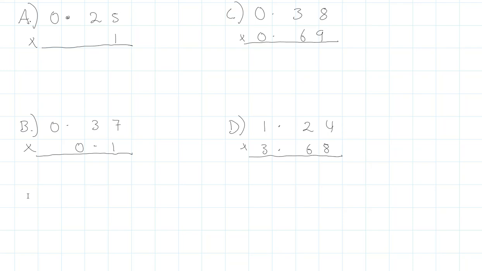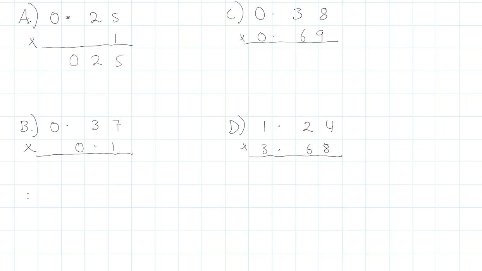So if we look at the first sum, there are 2 numbers after the decimal point in the first line, and there are no numbers after the decimal point in the second line. So let's multiply this out as normal and then place the decimal point. So we multiply 1 times 5, so that's 5. Then we multiply 1 times 2 is 2, and 1 times 0 is 0. So we've multiplied out our sum, and we just need to figure out where we're going to place the decimal.